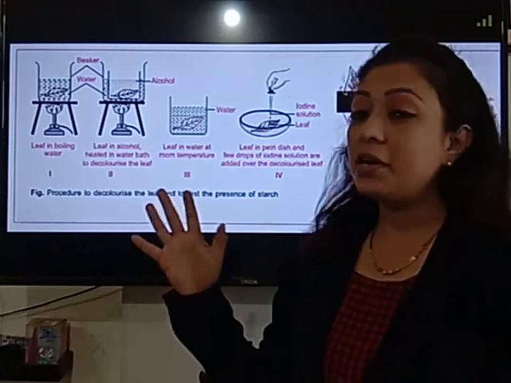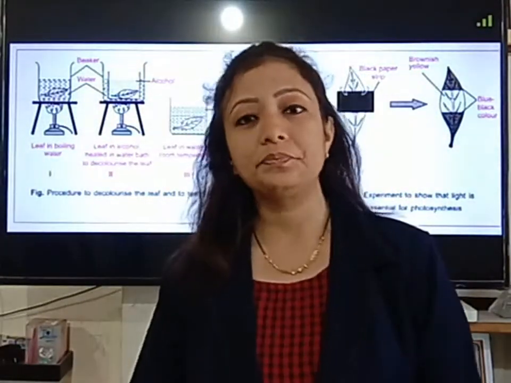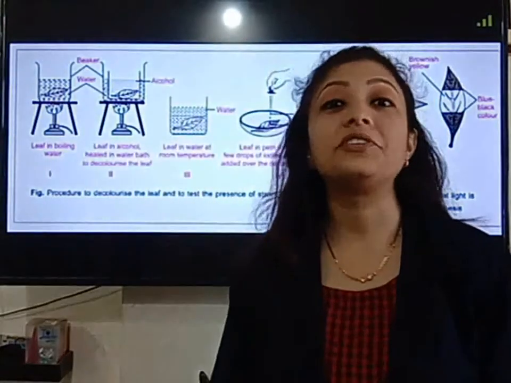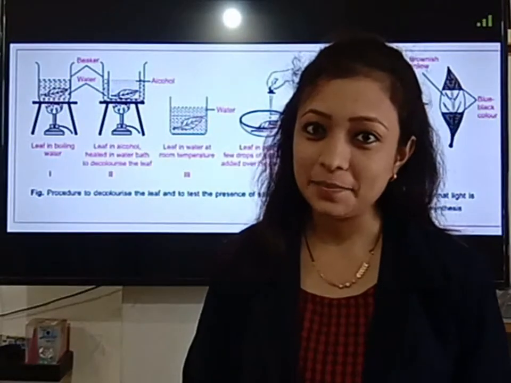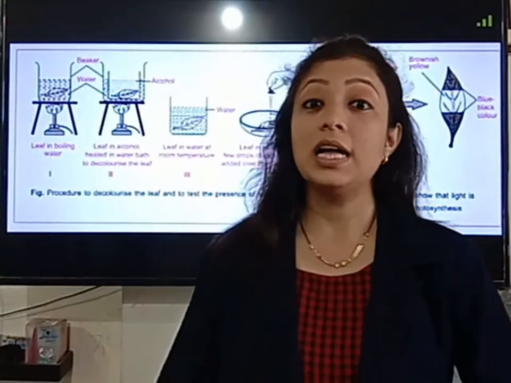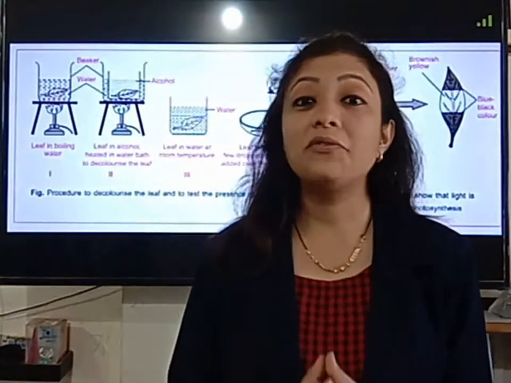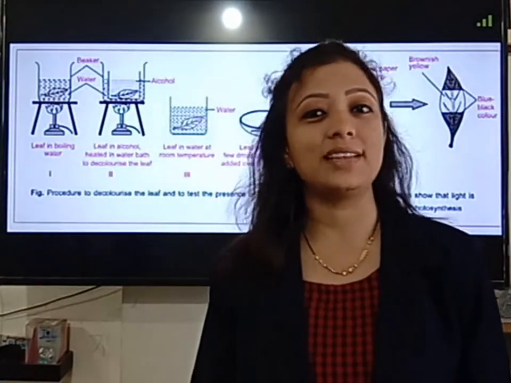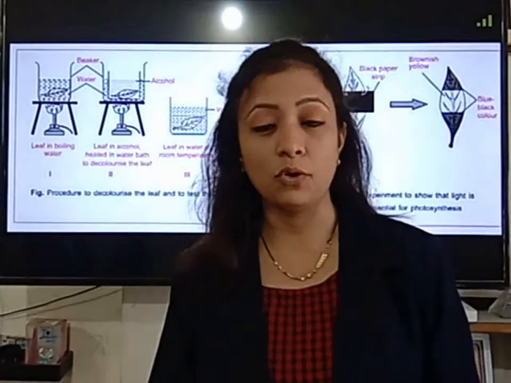For this experiment, first of all you require one healthy potted plant. Once you take the healthy potted plant, keep it in a dark room for 4 to 5 days. So children, during these 4 to 5 days, what will happen? The plant becomes de-starch. Now children, the meaning of de-starch: de means absence, and starch is nothing but carbohydrate. So children, de-starch means what?